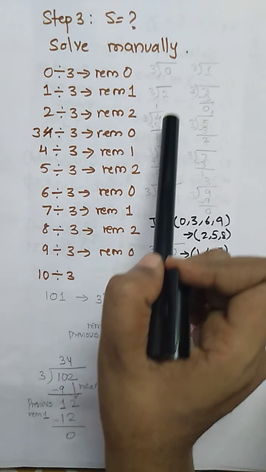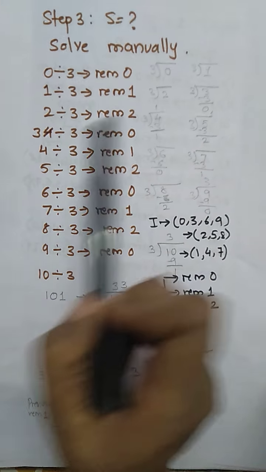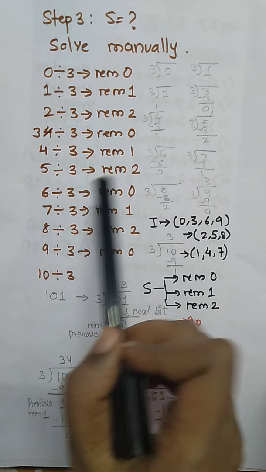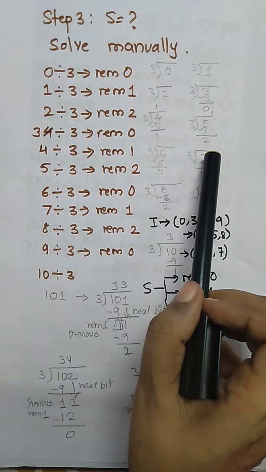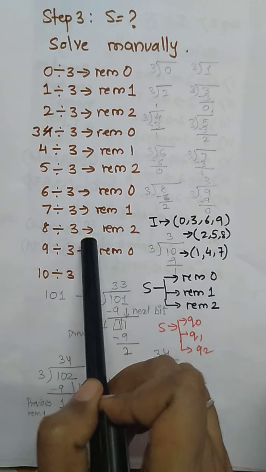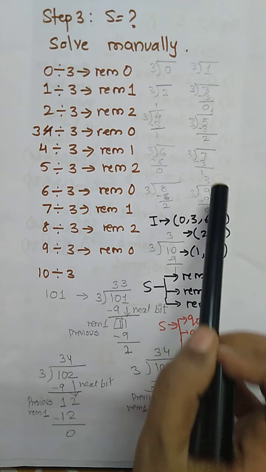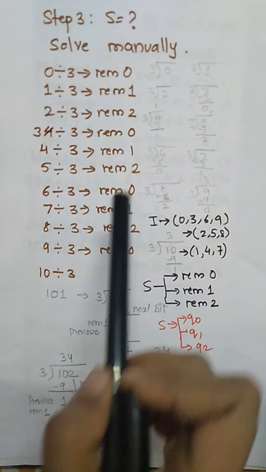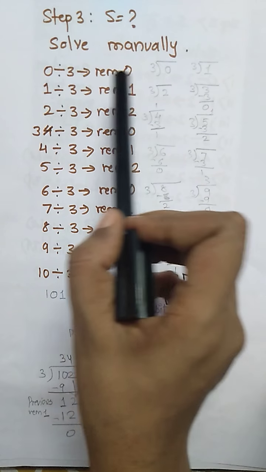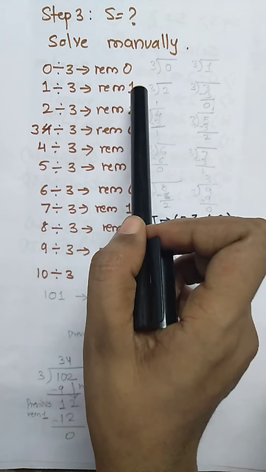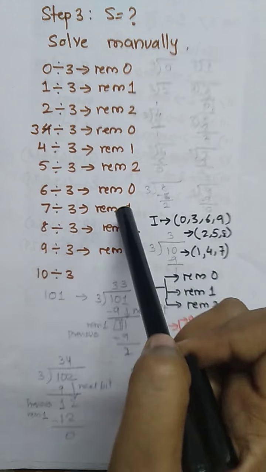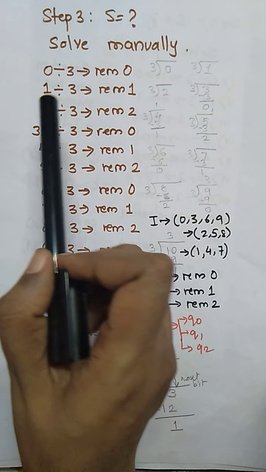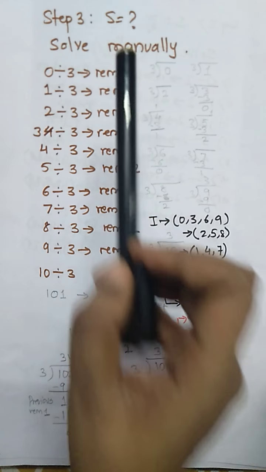4 divided by 3, the remainder is 1. 5 divided by 3, the remainder is 2. 6 divided by 3, the remainder 0. 7 divided by 3, the remainder 1. 8 divided by 3, the remainder 2. 9 divided by 3, the remainder 0. That means based on these remainders, we can see the remainders are either 0, 1, 2, 0, 1, 2, 0, 1, 2. That means we have concluded that the inputs which are generating output 0, we are going to combine them together.